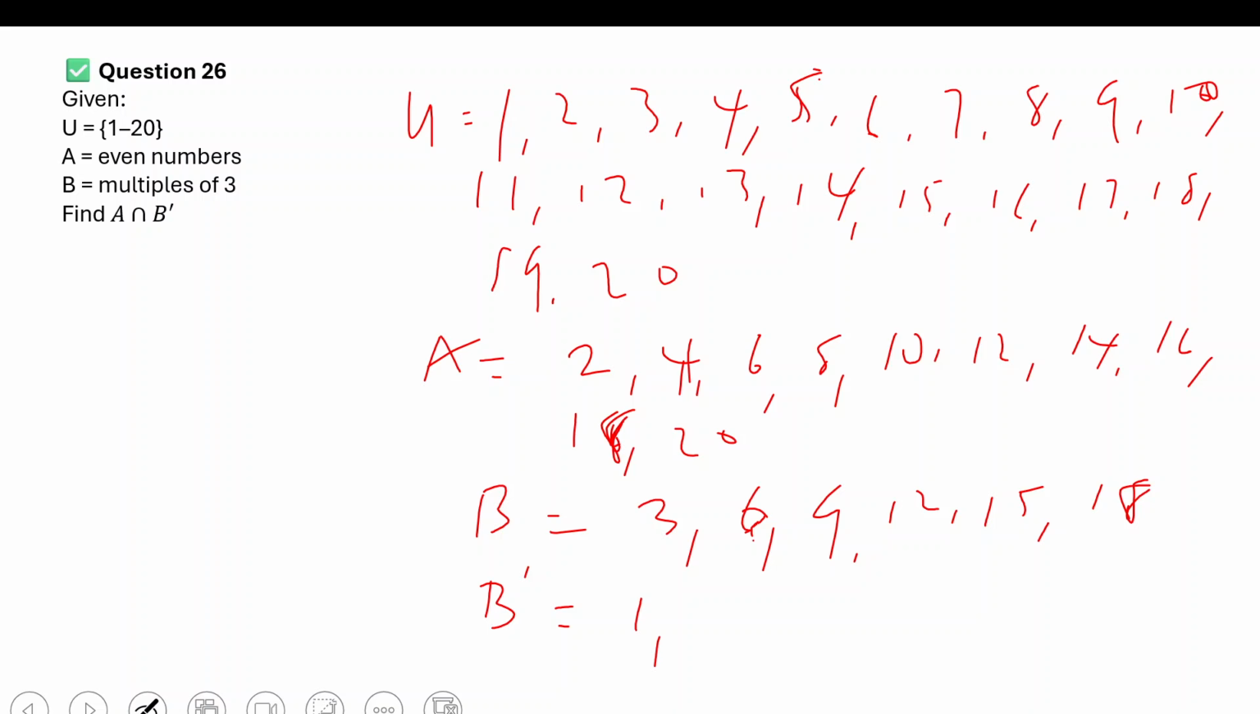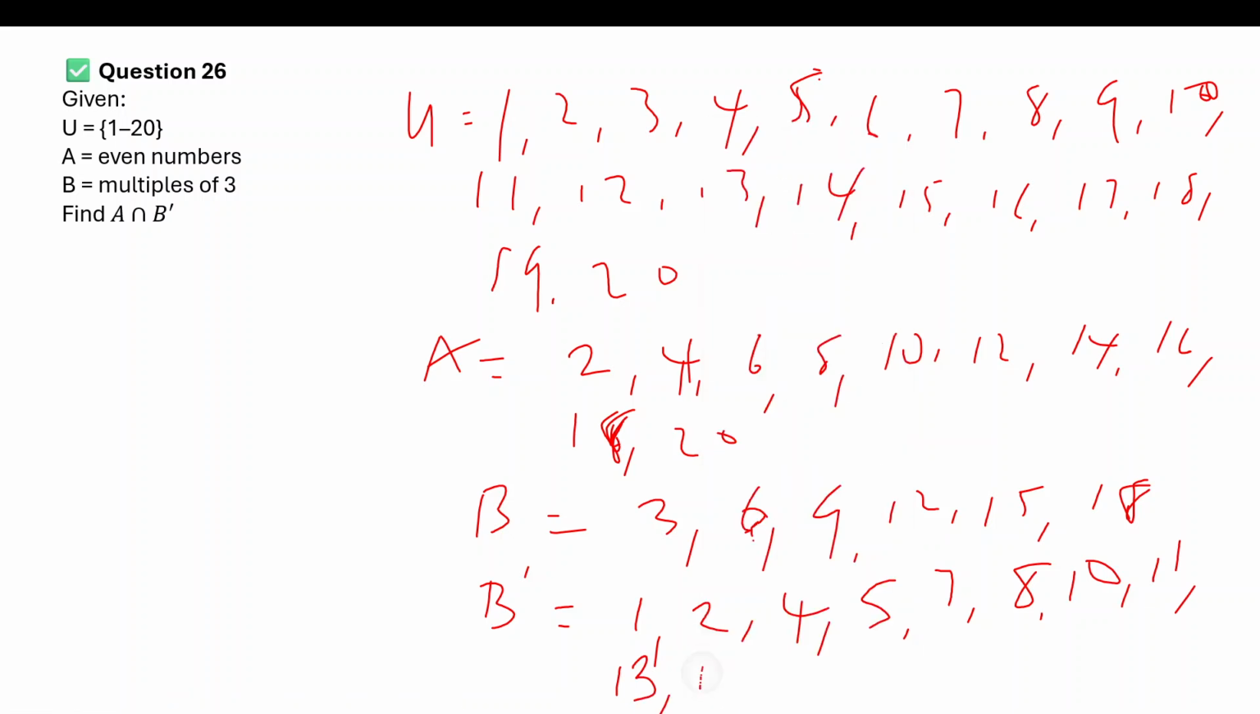I have 1, 2, 4, 5. So I'm listing what's in the universal set but not in B. I have 7, 8, 10, 11, 13, 14, 16, 17, 19, and 20. Okay, so this is what I'm looking at.